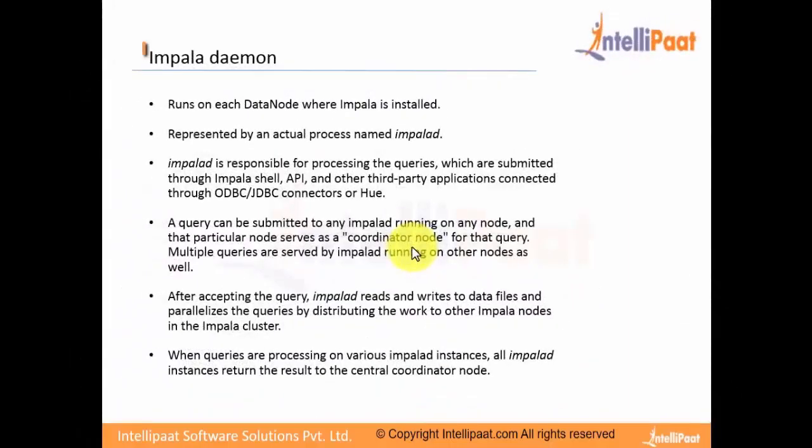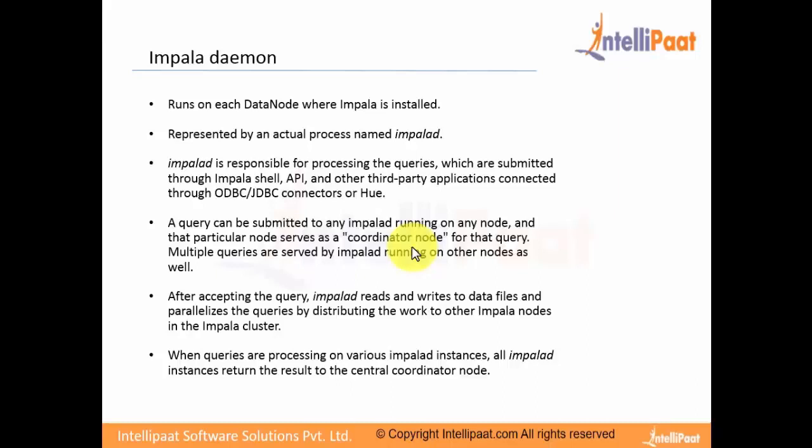First of all, let's discuss the Impala daemon. The Impala daemon is kind of a slave process and it runs on each data node where Impala is installed. Now, let's take the example of the MapReduce processing paradigm. In the MapReduce processing paradigm, slave nodes have two processes which run on each and every slave node, which are the data node and node manager.